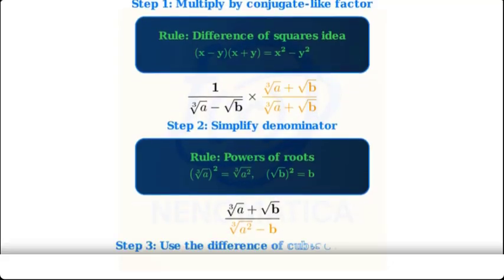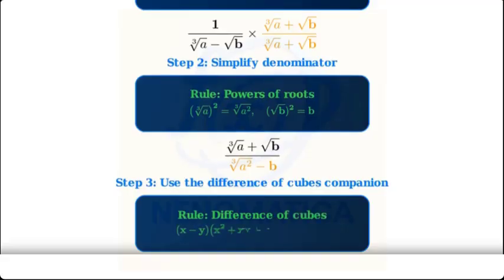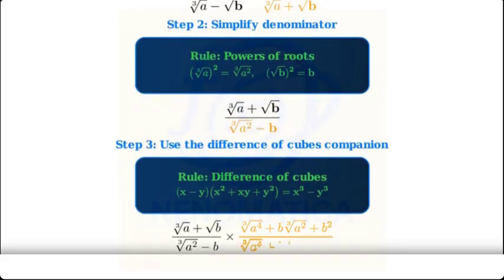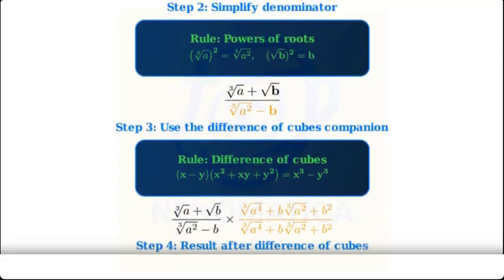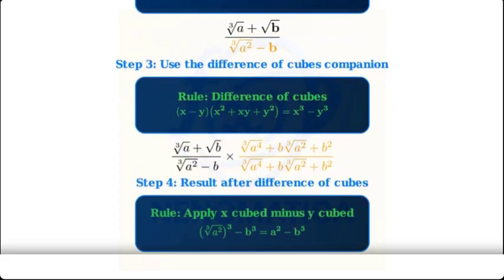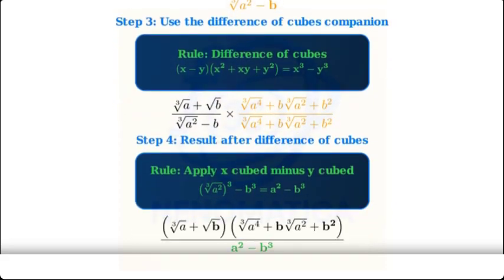Step 3. Now the denominator is of the form x minus y, with x equal to the cube root of a squared and y equal to b. Multiply by the sum of squares companion x squared plus xy plus y squared to create a perfect difference of cubes in the denominator. Step 4. Finish the product. The denominator becomes a squared minus b cubed. Keep the numerator as the product of the two factors.